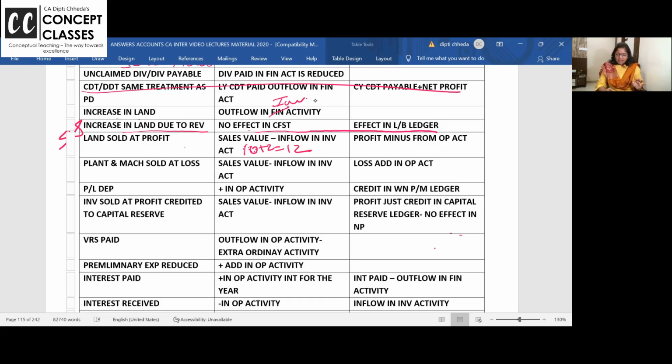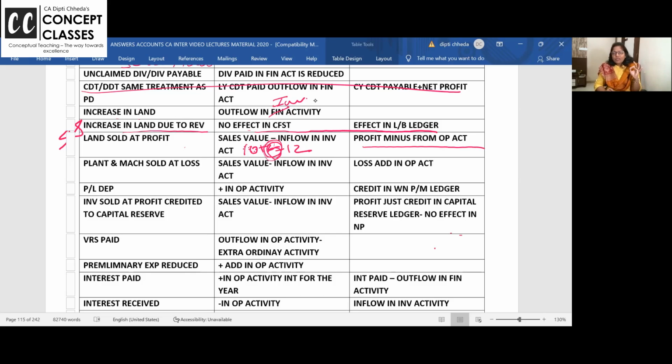Is it understood? Land is sold for 10 rupees, 2 rupees profit. 12 rupees you have got as inflow in investing activity. So the 2 rupee profit also you have taken in the inflow. Now if this 2 rupee profit you have credited in the P&L account, remove it; the inflow will not come there. Minus the 2 rupee profit from operating activities.